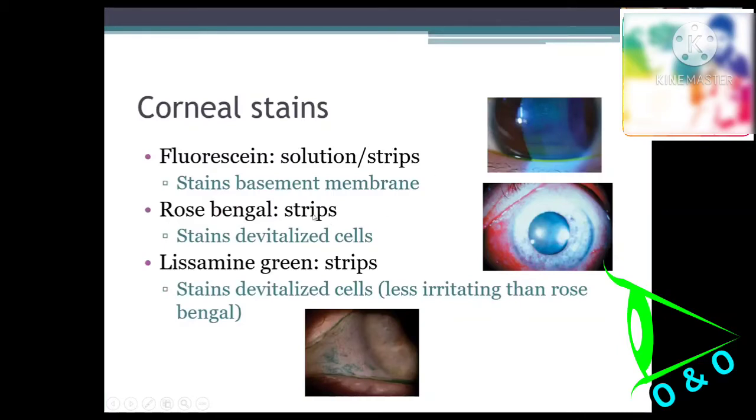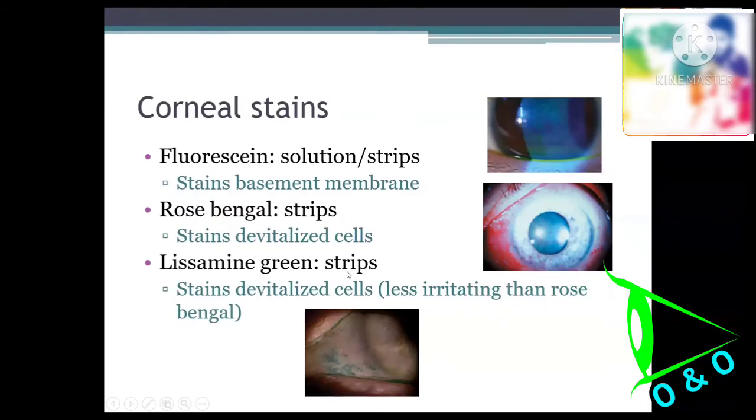Some other stains are rose Bengal and lissamine green. Rose Bengal stains devitalized cells. It can also highlight staining patterns similar to what you can see with fluorescein in dry eye, but probably stains even more. It can highlight devitalized cells even on the conjunctiva a bit better.